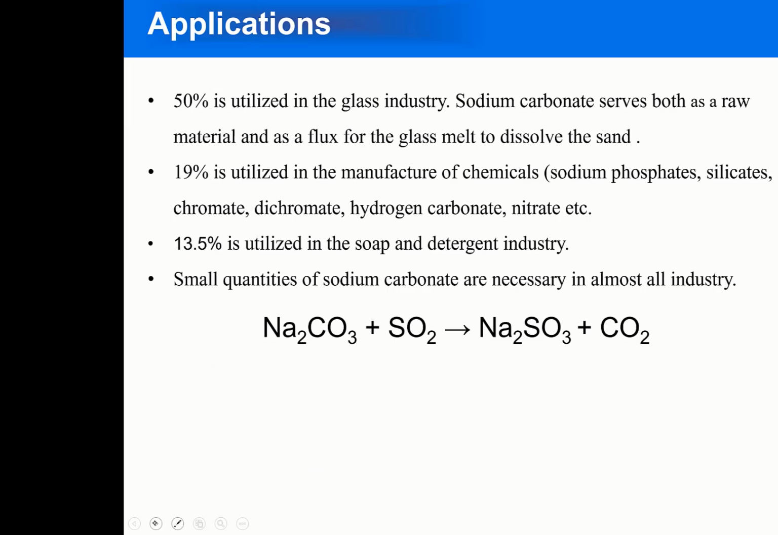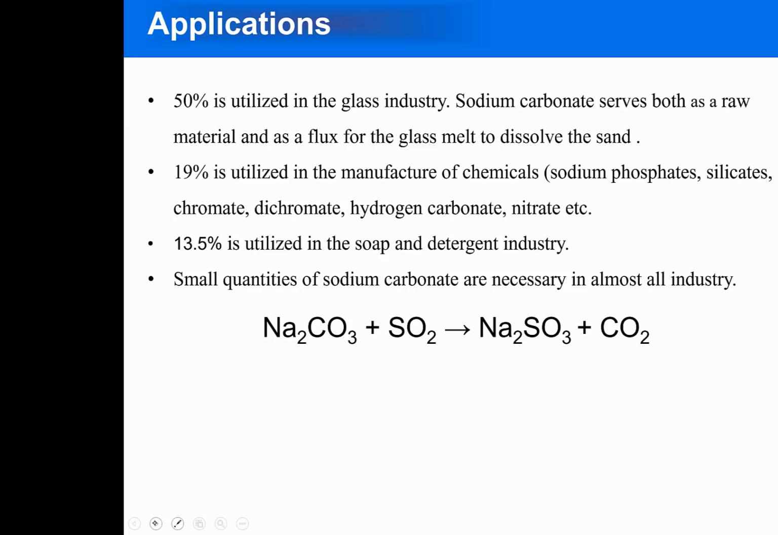Sodium carbonate is one of the most important industrial chemicals. It's a very big component in glass industry, where it serves as both a raw material and a flux material for the glass melt to dissolve the sand. And it also is used in the manufacture of different chemicals, other salts of sodium like sodium phosphates, silicates, chromates, dichromates, hydrogen carbonates, nitrates, and so on, that are used for other purposes.